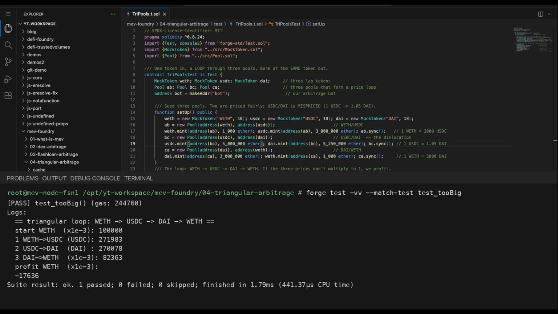Now the lesson every searcher learns the hard way. Same loop, same pools, but this time we send 100 WETH instead of 10. Watch, 100 WETH comes back as only 82, a loss of nearly 18 WETH. What happened? The trade was so big it moved the pool's own prices against us. Every hop, the constant product curve steepens as you push more through it. Your own slippage ate the 5% edge and then some. There's a sweet spot. Big enough to be worth it, small enough not to move the market. Find the wrong size and the arbitrage pays you nothing or worse.